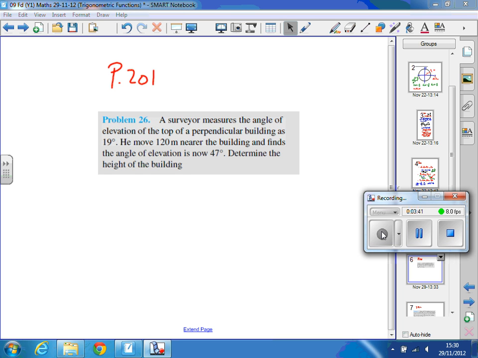So let's have a look at it and think about how we might do this problem, trying to ignore what's in the textbook already, because they might do it a slightly different way. I don't know, we'll see. A surveyor measures the angle of elevation of the top of a perpendicular building as 19 degrees. He moves 120 meters nearer the building and finds the angle of elevation is now 47 degrees. Determine the height of the building. A common technique for a surveyor to use, actually.